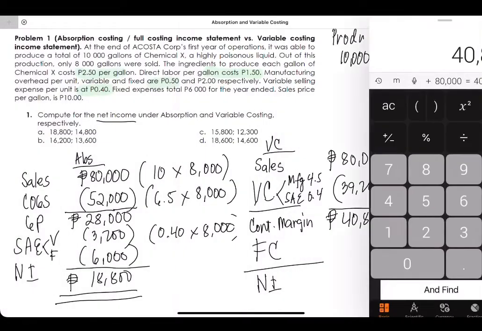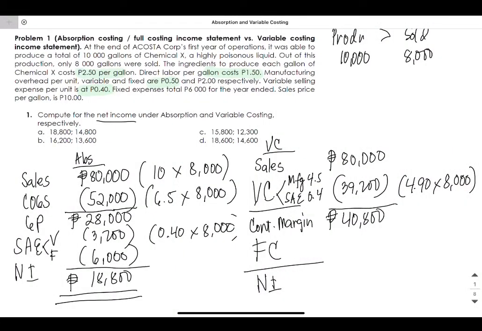Okay, so this is called contribution margin because this amount is the contribution of the sales, less of course the variable cost, to the recovery of our fixed cost. Now, how much would be our fixed cost? Fixed costs are composed of two also. So we have fixed manufacturing cost and fixed selling and admin expense.